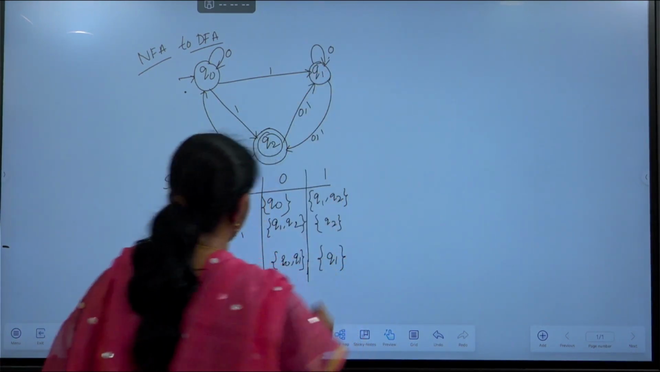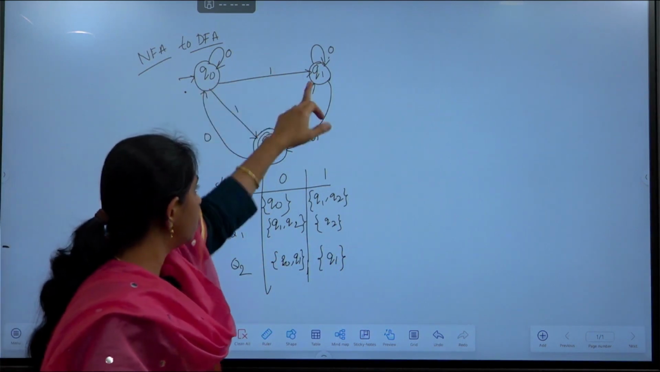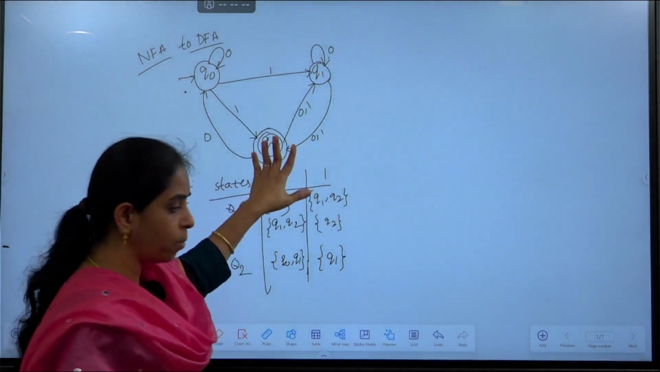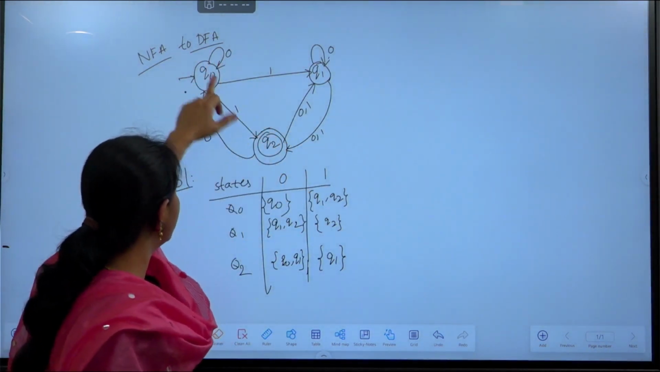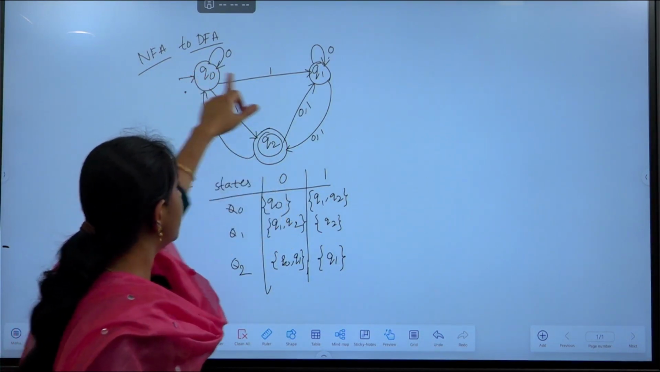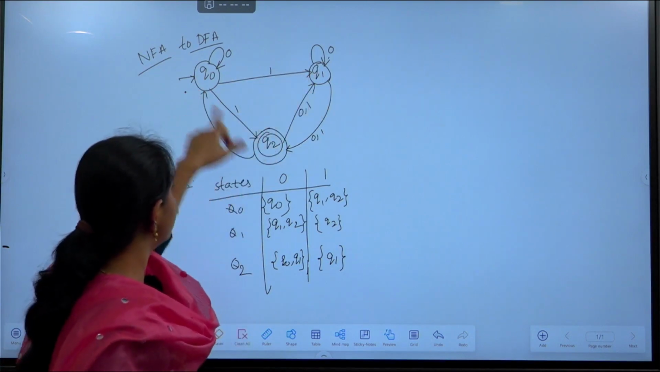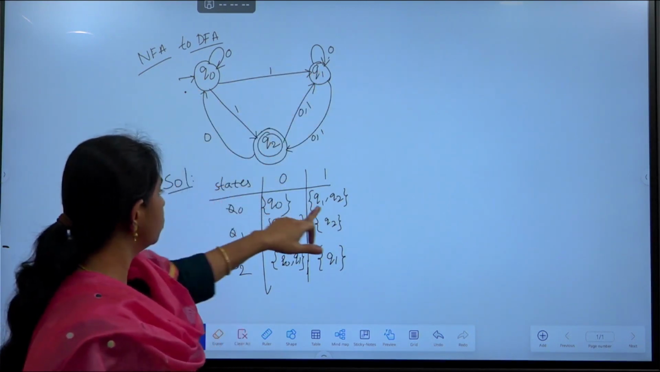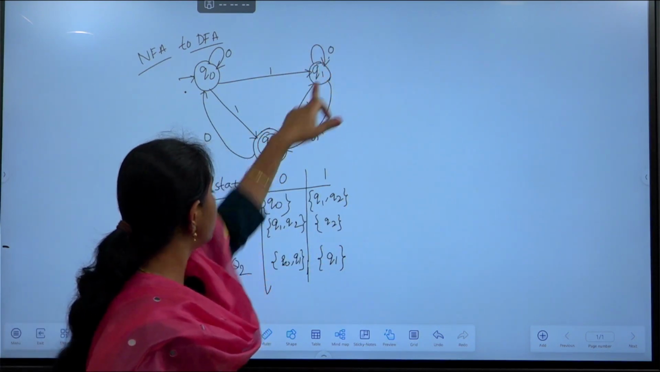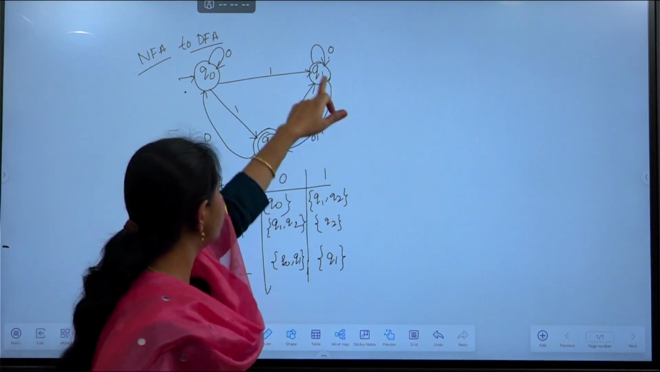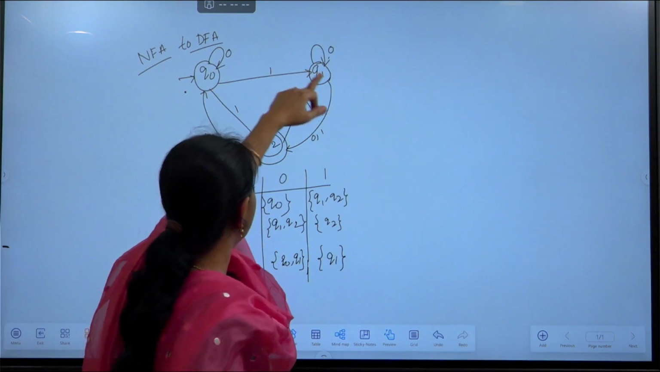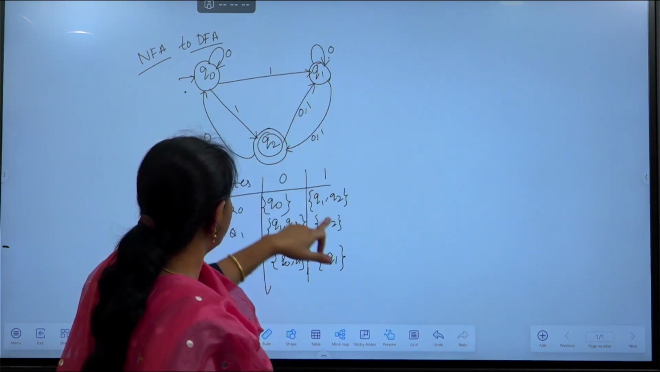Once again, check the transition table. We have taken Q0, Q1, Q2 as the states, and 0 and 1 are the input alphabets. Q0 on input alphabet 0, we have the same state Q0 itself, so I have written Q0. Q0 on input alphabet 1, we have two transitions, to Q1 and Q2, so write Q1, Q2. Q1 on input alphabet 0, we have the self state Q1, and one more transition to Q2, so written Q2. And Q1 on input alphabet 1, the transition is Q2.